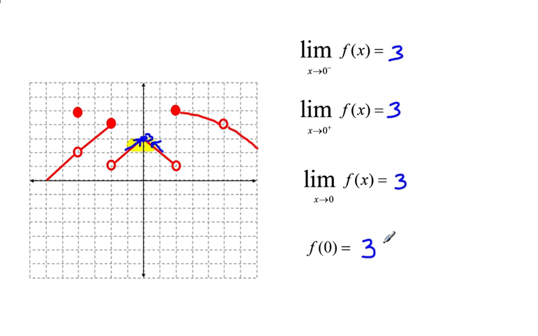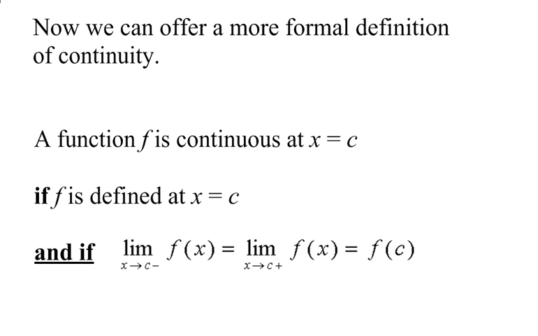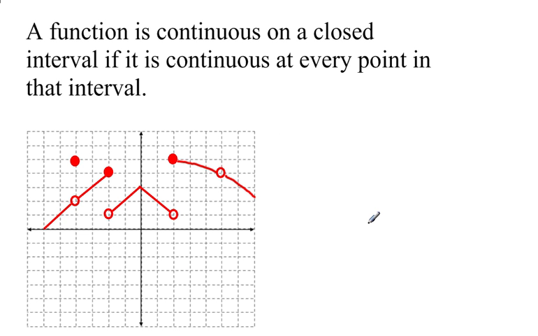When all 4 of these numbers are the same, that actually is going to relate to our definition for being continuous. So let's look at that definition on our next slide. It says here, now we can offer a more formal definition of continuity. We are going to say that a function is continuous if the limit from the left equals the limit from the right equals the actual value of c. So our function is continuous any place where the limit from the left equals the limit from the right equals the actual value.